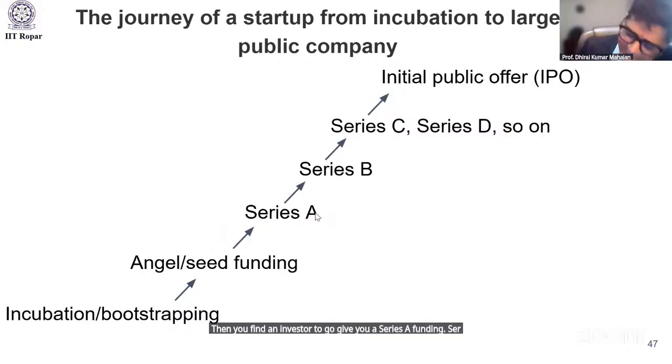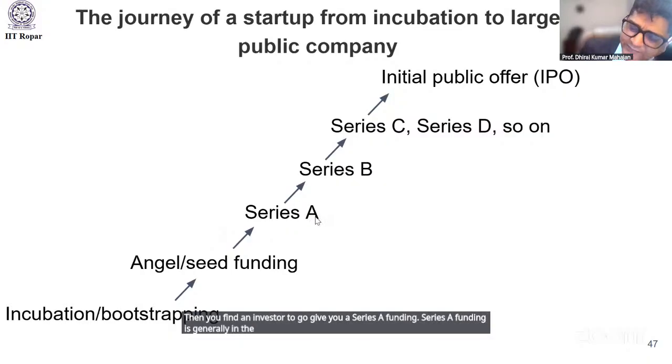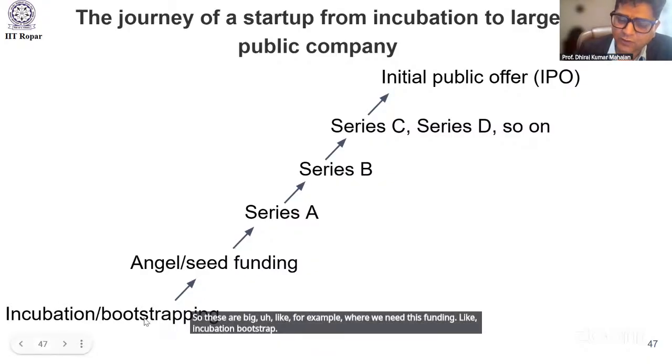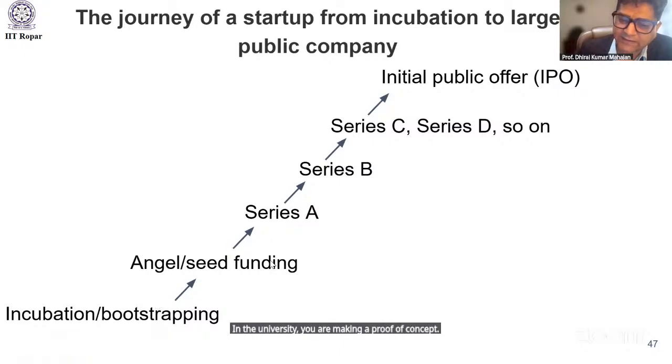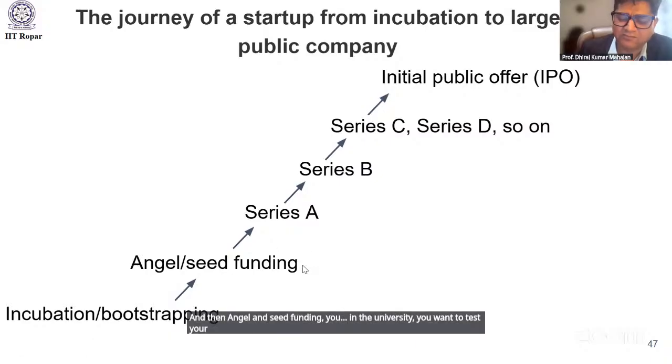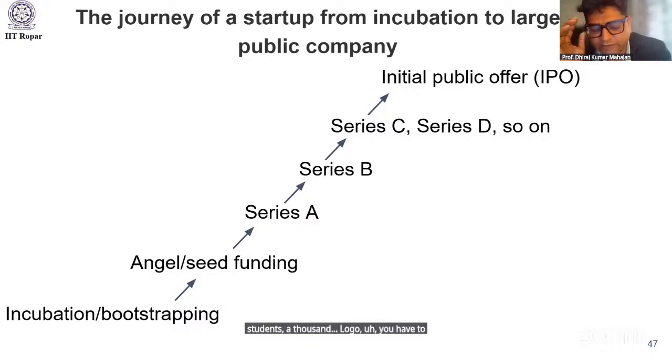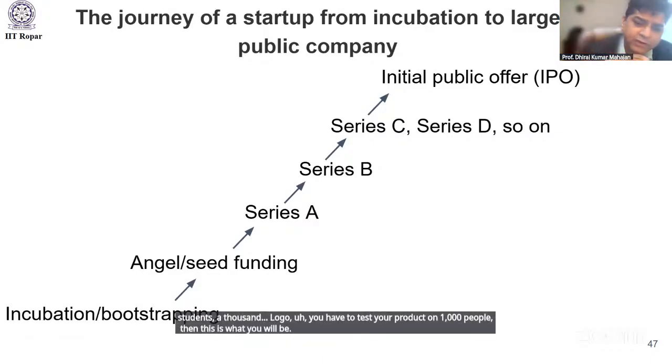Series A funding is generally in the range of 1 million US dollars, like 9-10 crore. Series B is generally 5-6 million dollars, like 50-60 crore. And then Series C, D. So these are big. For example, where do we need this funding? Incubation and bootstrap, in the university you are making a proof of concept. And then angel and seed funding, in the university you want to test your product by giving it to your students, say 1,000 users. You have to test your product on 1,000 people. Then this is what you will use this fund for.